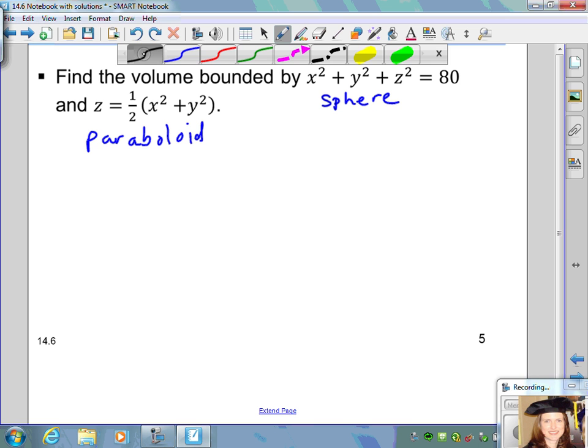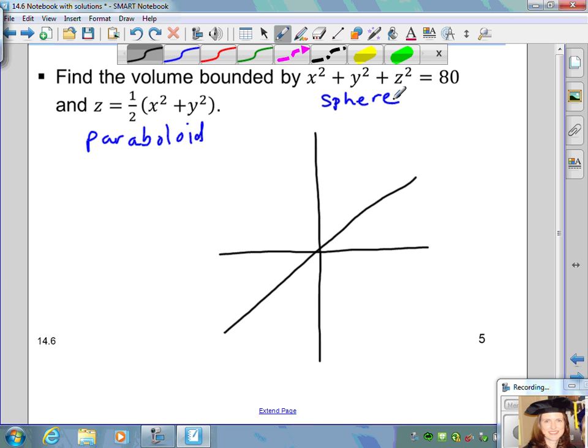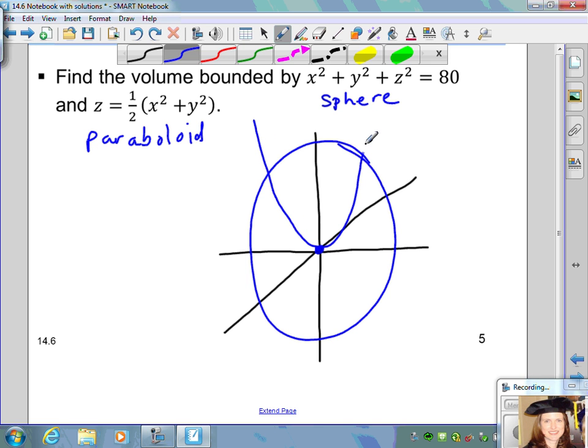And let's go ahead and sketch this in 3D. The equation of the sphere, x squared plus y squared plus z squared equals 80, we know that's centered at the origin and the radius is square root of 80. Let's graph that. And the paraboloid, the vertex is at the origin, and the traces are parabolas in the xz and yz planes. So imagine you have a parabola that opens up.